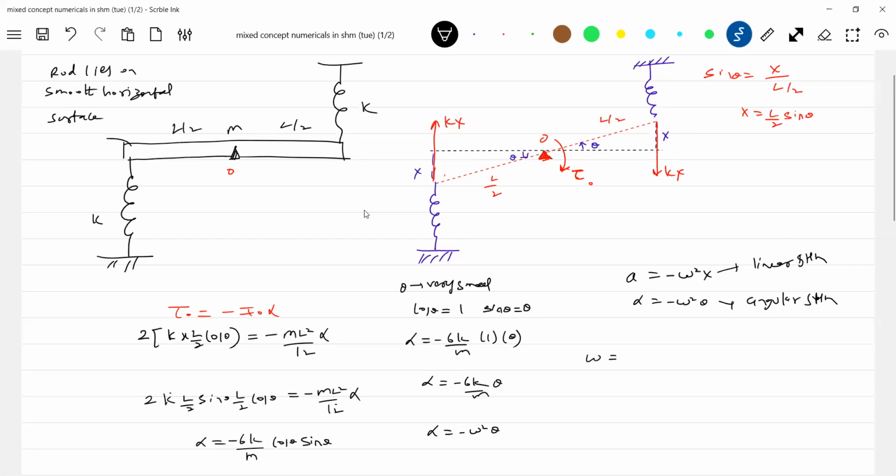So now what is omega? Omega will be the square root of 6k by m. So the time period will be 2 pi times the square root of m by 6k. This is the expression for the time period of oscillations.